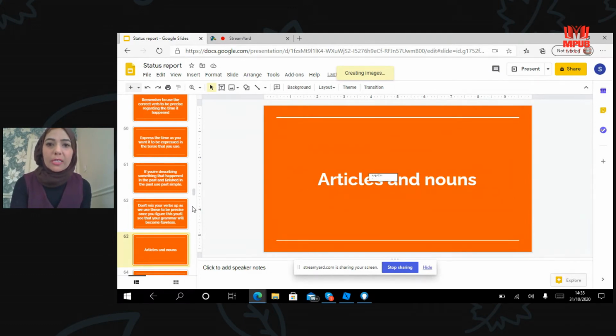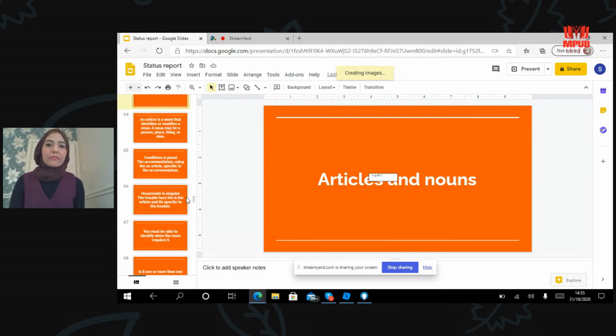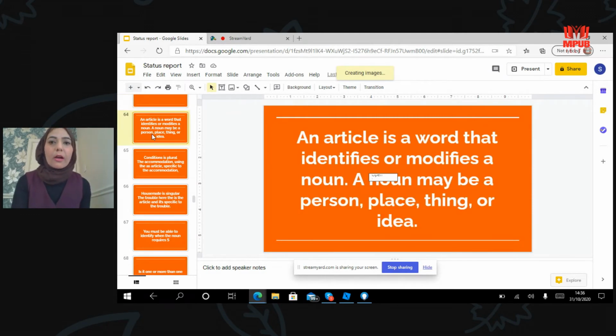Let's have a look at articles and nouns. So remember, all of this is relating to the writing, and we're just trying to have a look at the topic of writing a formal letter. An article is a word that identifies or modifies a noun. A noun may be a person, a place, a thing, or an idea. So you must remember that a noun is a person or a place or a thing or an idea.